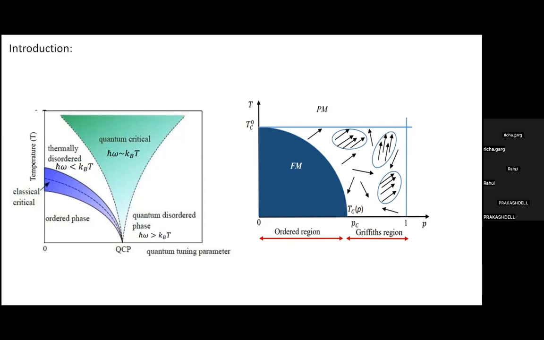So here I will be discussing the magnetic phase transition, which is ferromagnet to paramagnet. You can see the ordered state getting disordered. However, in a small region there is still some order that exists.